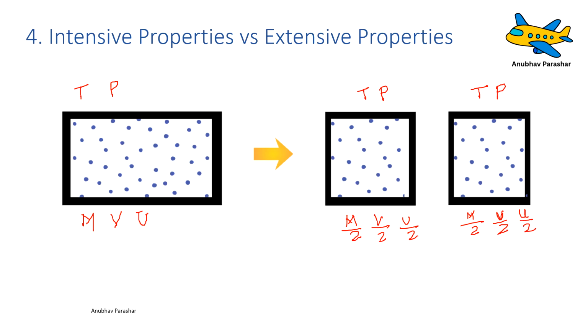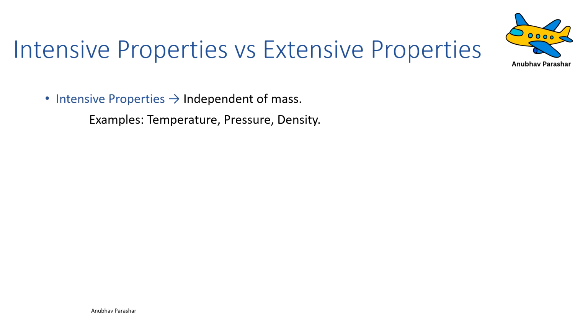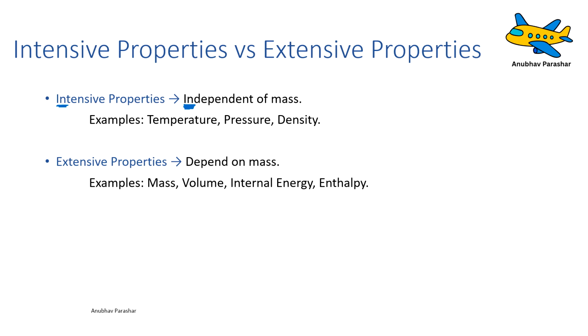So you see, there are some properties which do not depend on mass when you divide it into two parts, but there are some properties which depend on mass. And this is exactly what intensive and extensive properties mean. So intensive properties are those properties which are independent of mass. Whenever you are trying to remember it, just try to see the "in": both have "in". Intensive is independent of mass. Examples are temperature, pressure, density. Extensive properties, on the other hand, are dependent on mass. For example, volume, internal energy, enthalpy, entropy, all these are extensive properties.